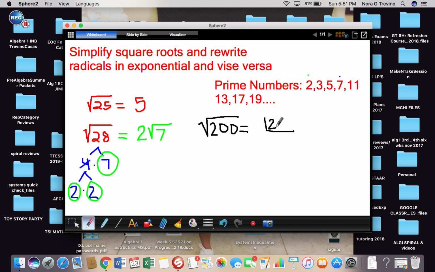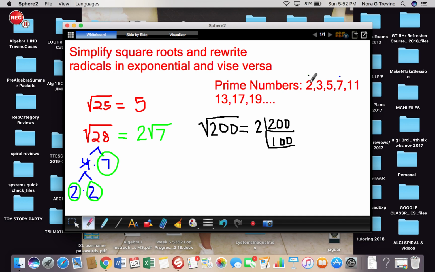Get the 200. And it's crucial that you know your prime numbers. So you're going to ask yourself, what's my first prime number? 2, right? You're always going to start with the first prime number. And you're going to see if you can divide 200 by 2. Can we? Well, sure, because 200 is even. So 200 divided by 2 is 100. So then you put 100 here.